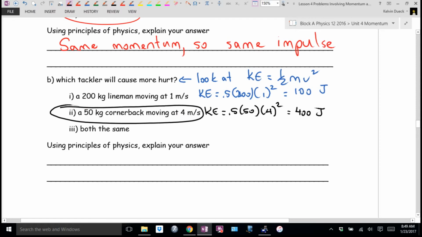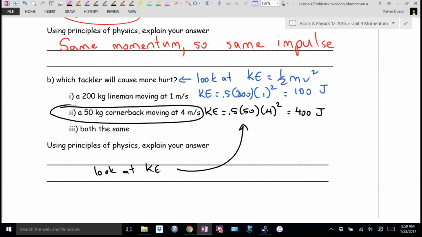Both collisions will bring the person to a stop. This one, the second collision, would blow the guy up. I mean, it'd be one of those ones where you'd see it on SportsCenter as a big tackle. Using principles of physics, I'm just going to say look at kinetic energy. And yeah, because of the squared. What are the biggest hits? Who delivers the biggest hits?